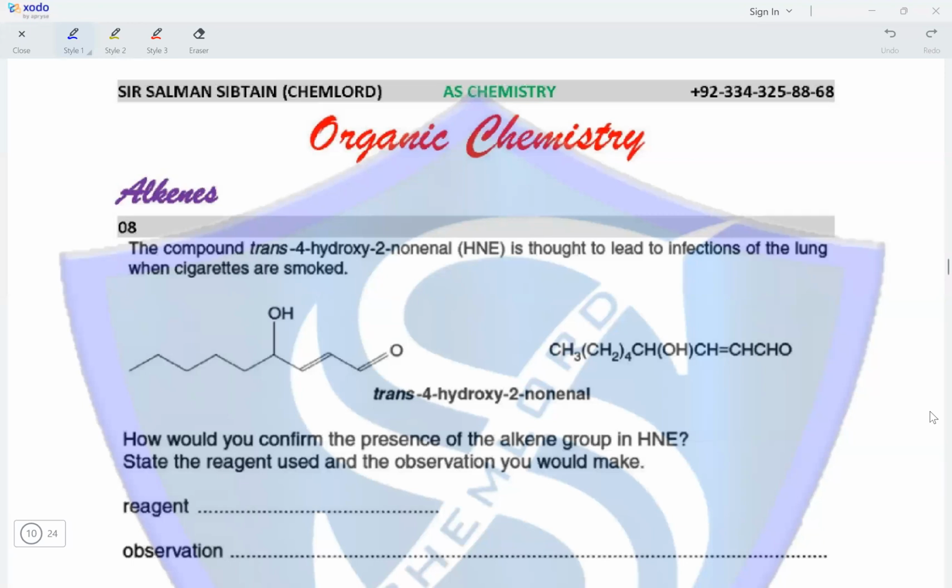Question 8. The compound trans-4-hydroxy-2-nonenal, HNE, is thought to lead to infections of the lung when cigarettes are smoked. And its skeletal formula and its condensed structural formula are given. How would you confirm the presence of the alkene group in HNE? So the reagent used would be aqueous bromine, which is Br2 aqueous, and the observation would be brown color is discharged.